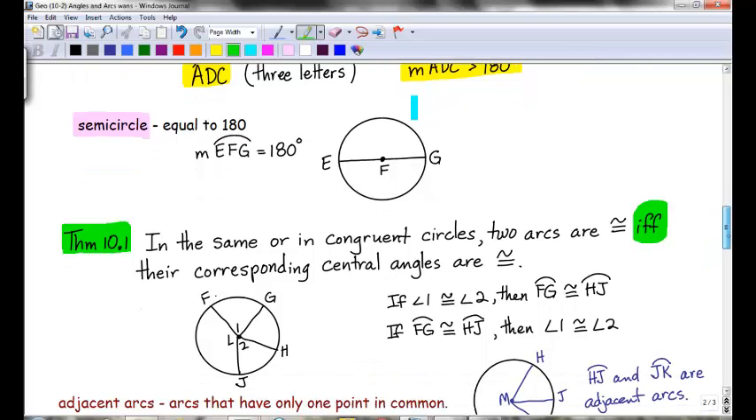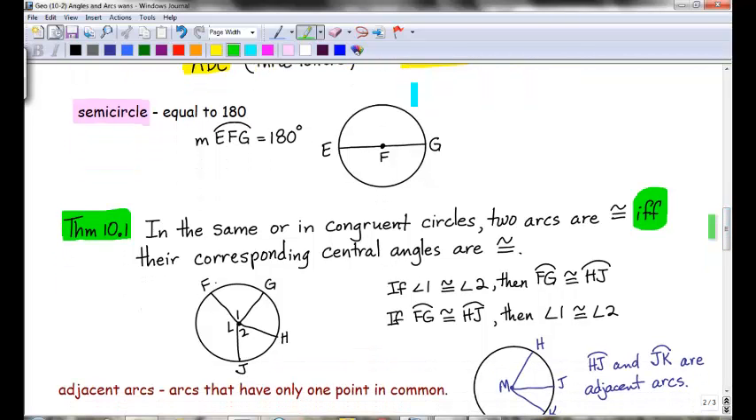If you have a circle, draw this circle and try to label it, and angles 1 and 2 are congruent. So they need to look about the same size. If angle 1 is congruent to angle 2, then their arcs are congruent. If this angle is congruent to this angle, then this arc, FG, and that's a minor arc, is congruent to HJ.